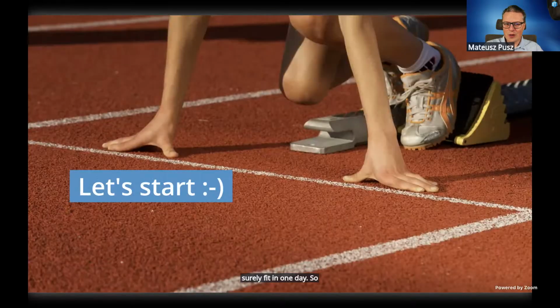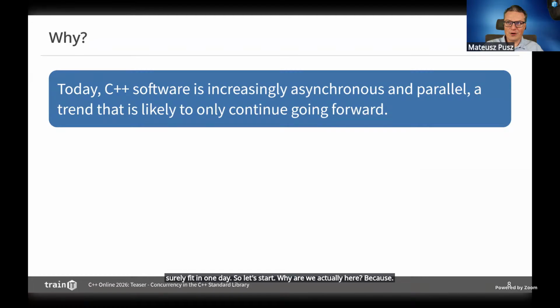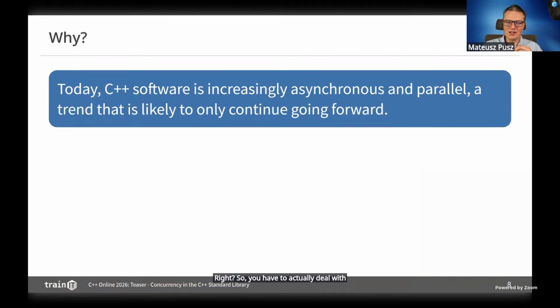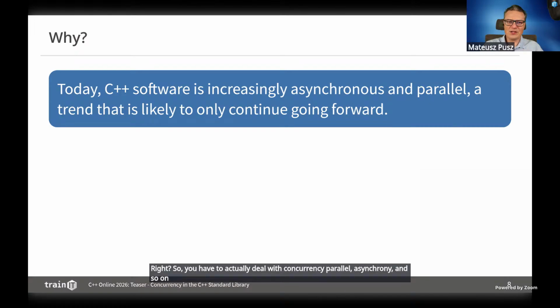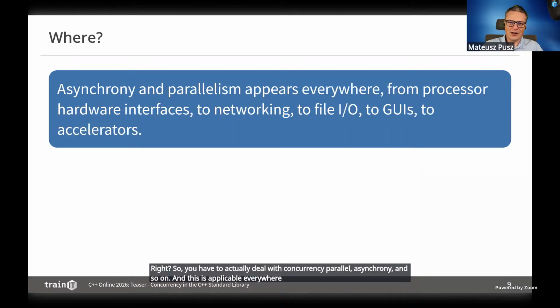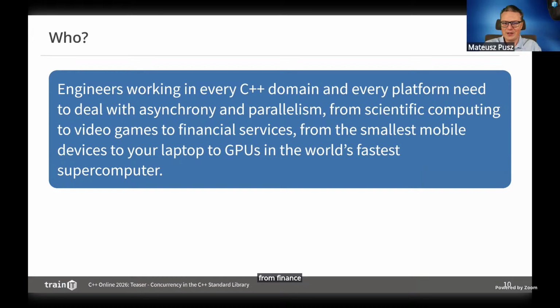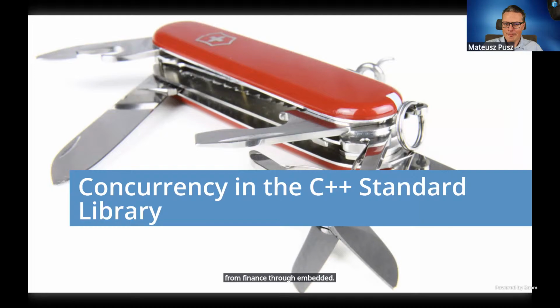So let's start. Why are we actually here? Because from like 2004 or 2006, CPU clocks do not rise anymore, right? You don't get performance for free on a single-core CPU. In order to have better performance, you have to start to work on more CPUs at a time, right? So you have to actually deal with concurrency, parallelism, asynchrony, and so on. And this is applicable everywhere, for nearly every application in every domain, and touches every developer on the market, from finance through embedded. All right, so let's dig in.